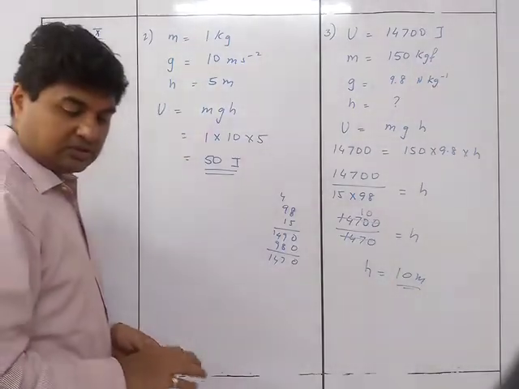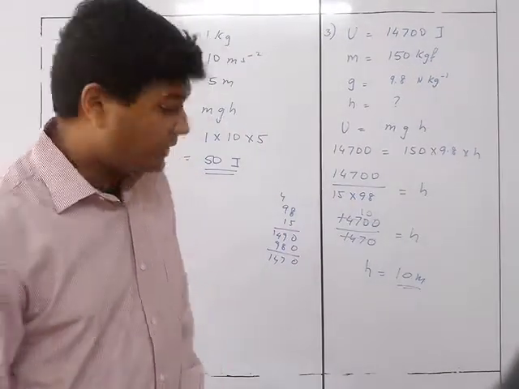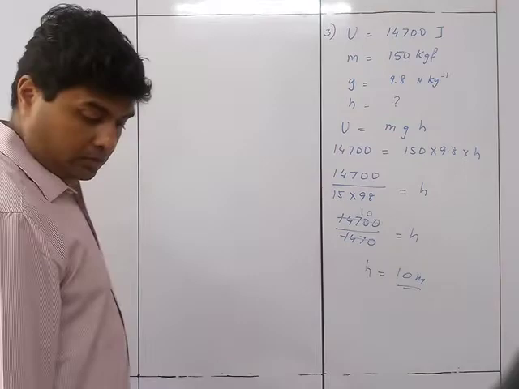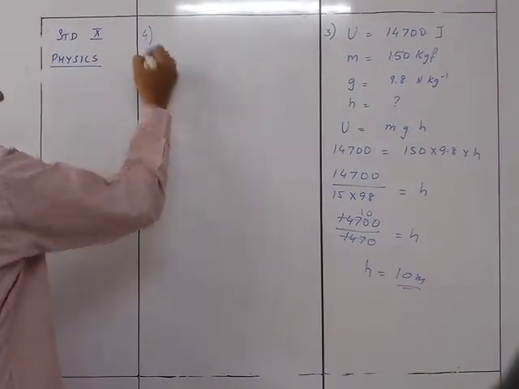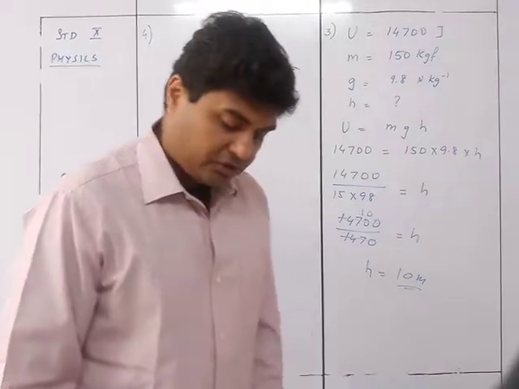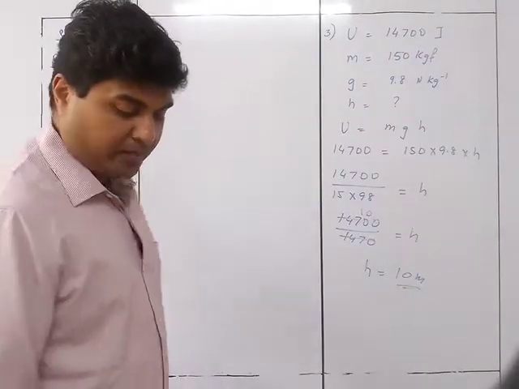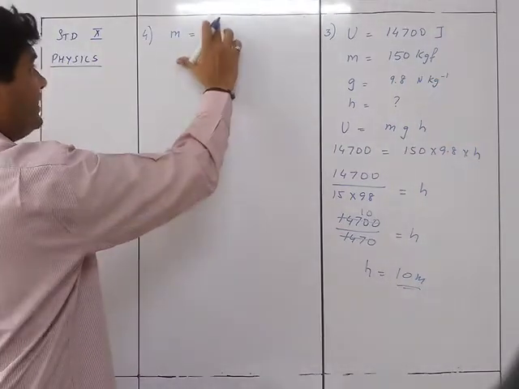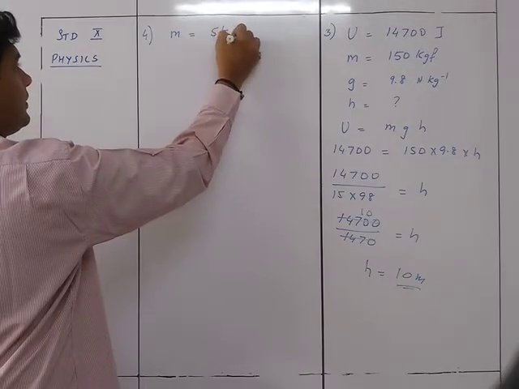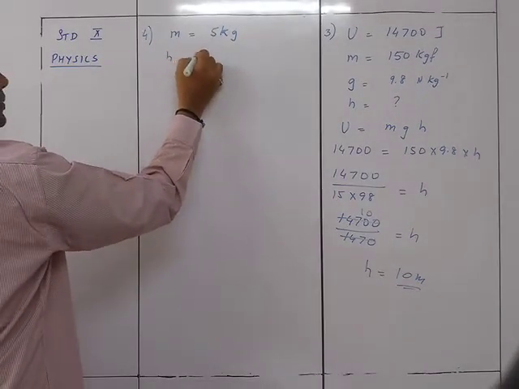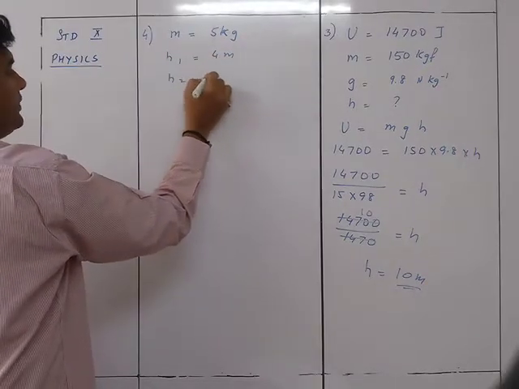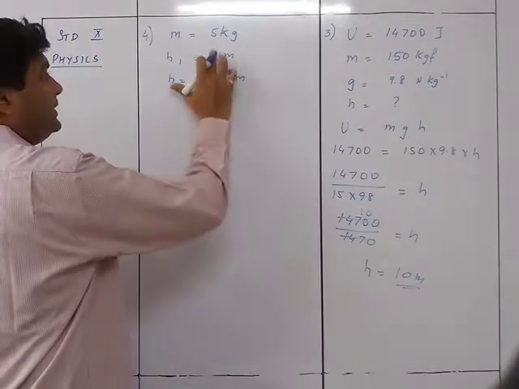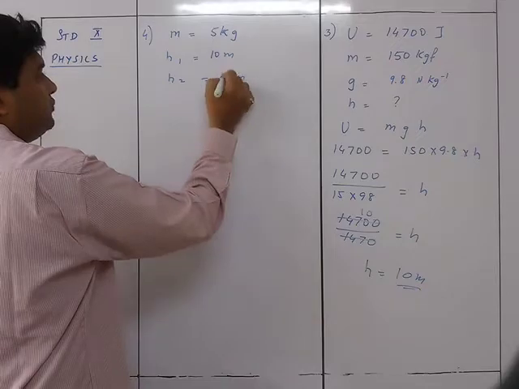Okay, so this was question number 3. Now we move on to question number 4. A body of mass 5 kg falls from a height of 10 meters to 4 meters. So mass is given to you as 5 kg. h1 is 10 meters and h2 is 4 meters.